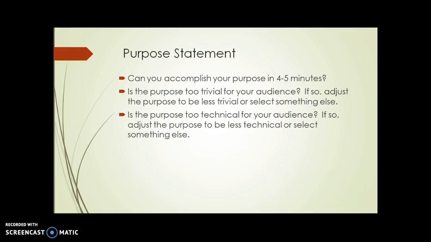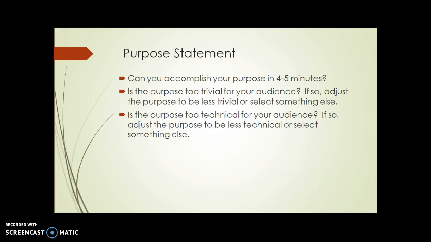When you settle on an idea for an informative speech, then it's time for you to write a purpose statement. Think about what you can accomplish in just 4 to 5 minutes. What is it that you can explain in 4 to 5 minutes? Maybe you want to just do an overview of your topic, or maybe you just want to take one aspect of your topic and flesh it out a little bit. So think about what you can accomplish in 4 to 5 minutes.